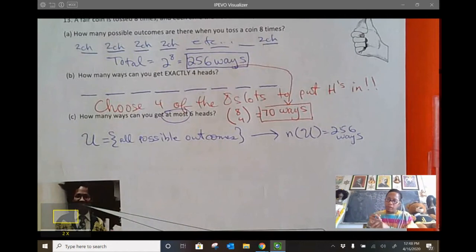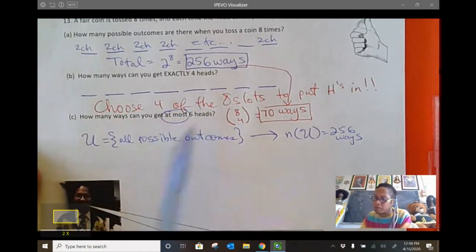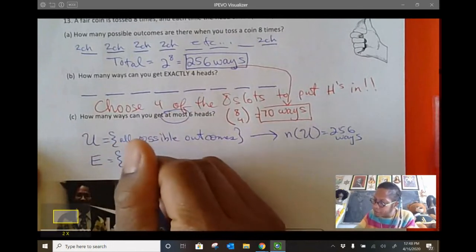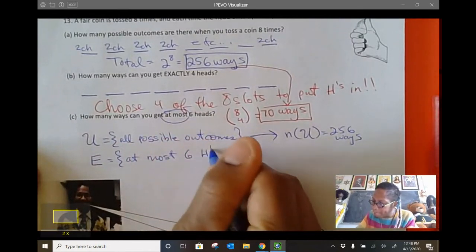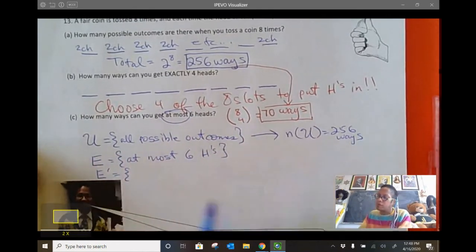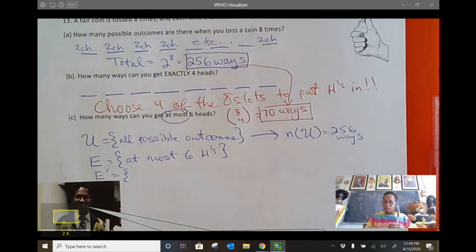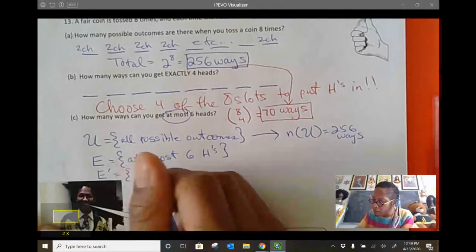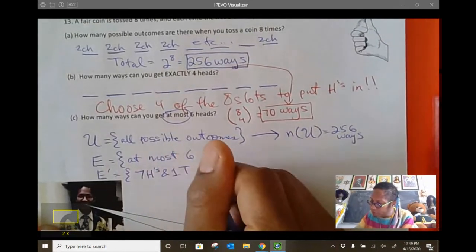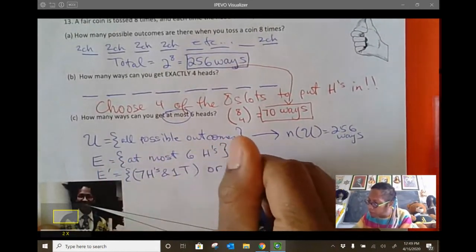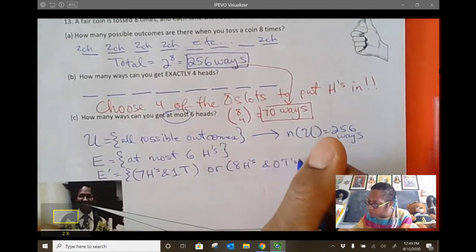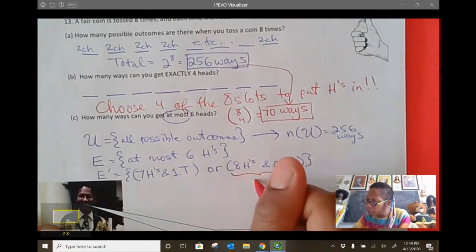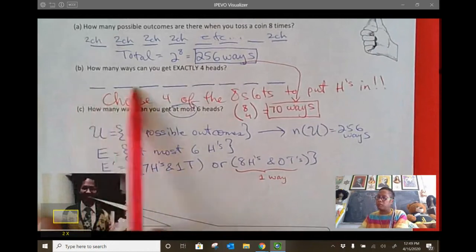It doesn't matter what I call E and what I call E prime. Let's do the opposite of what we did last time. Last time we called this thing E prime; let's call this thing E itself this time. E is at most 6 heads. Then E prime will be the opposite of that, so you did not get at most 6 heads. You got more than 6 heads, right? You got 7 heads and 1 tail, or 8 heads and 0 tails. That's only 2 cases, and it's really easy to count. Only one way to get 8 heads: just fill every slot with heads.